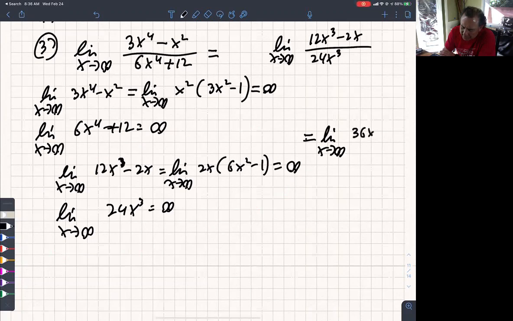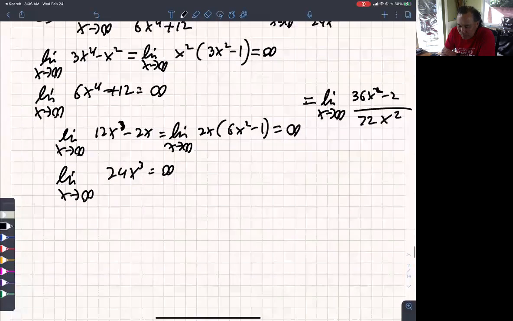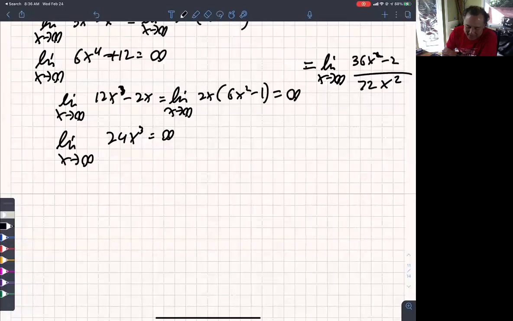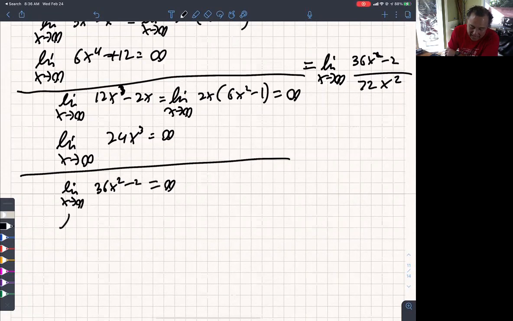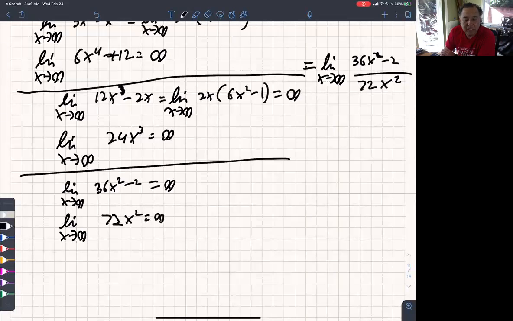It's going to be 36x squared minus 2 over, 24 times 3, that's 72, I think, hopefully. Now, again, we run into the same problem. So we have infinity over infinity. I'll have to show you the limit as x approaches infinity at the top is infinity, and the bottom, this is so tedious. So therefore, L'Hopital's applies again.